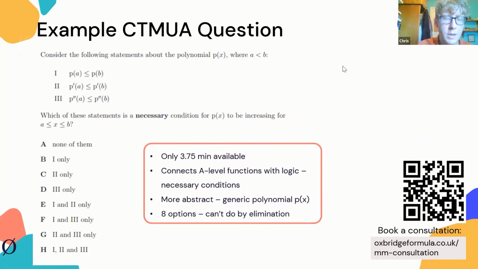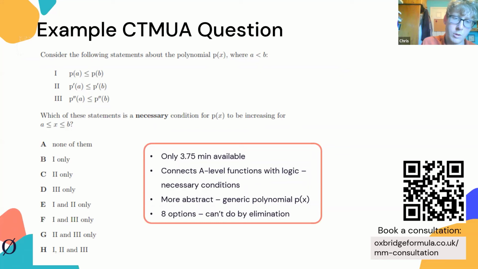Yeah, so if we compare this one to the A-level question and the MAT one we saw before, it is still about polynomials, but as you see, it's multiple choice and it's shorter. You have less than 4 minutes for this. But also, how have they made it trickier than A-level? Well, it's not about a specific polynomial. It's about a general polynomial, P of X.